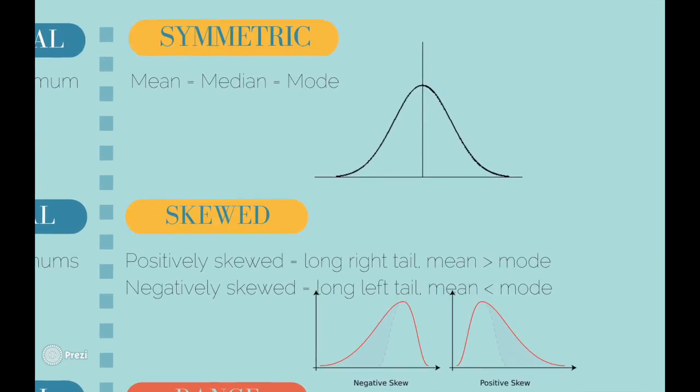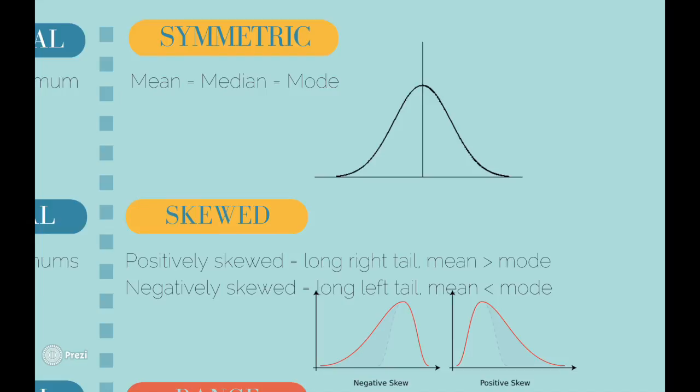You can also describe a distribution curve by describing its symmetry. So the first one is symmetric. Symmetric curves, such as the normal distribution curves, occur when the mean equals the median equals the mode. A skewed curve can be positively skewed or negatively skewed.